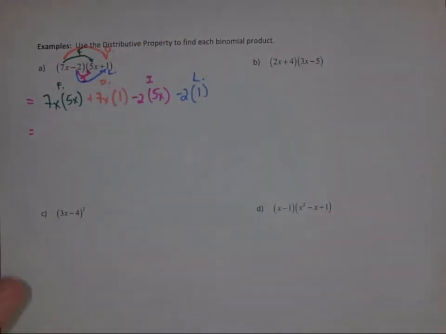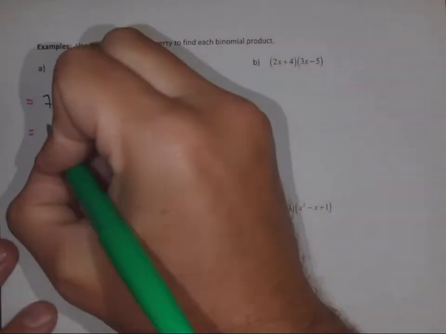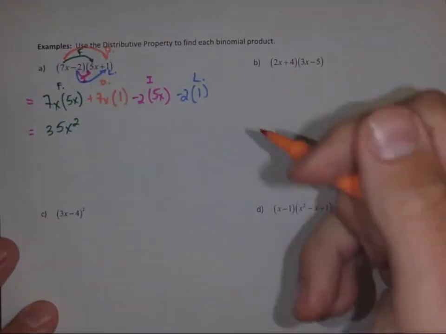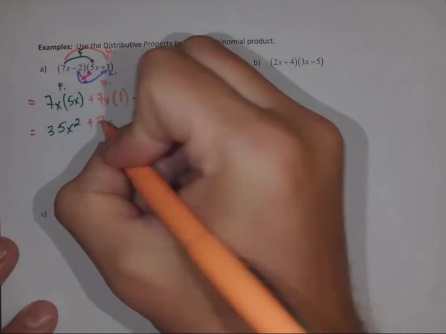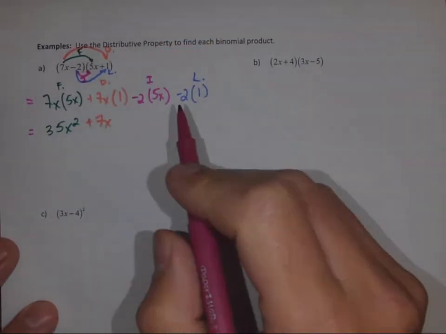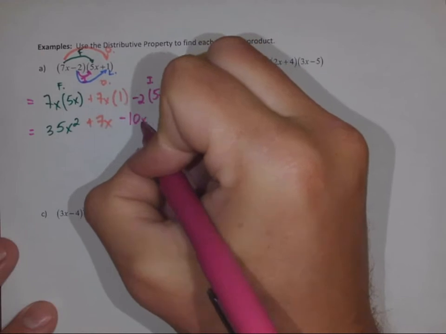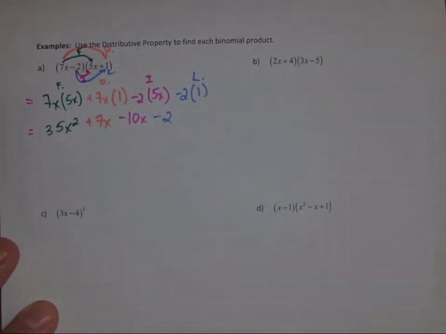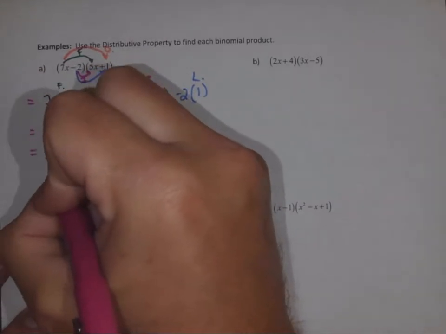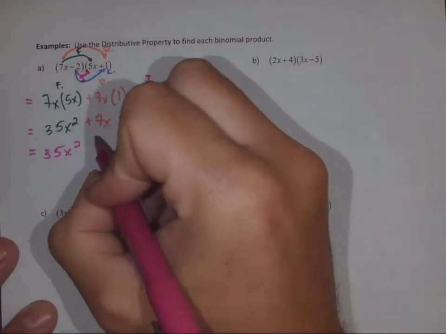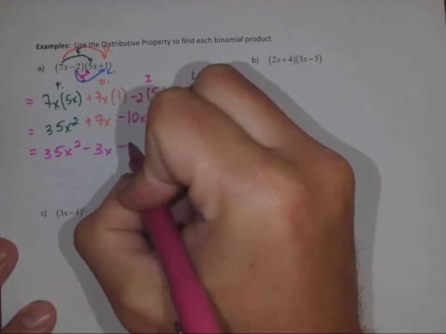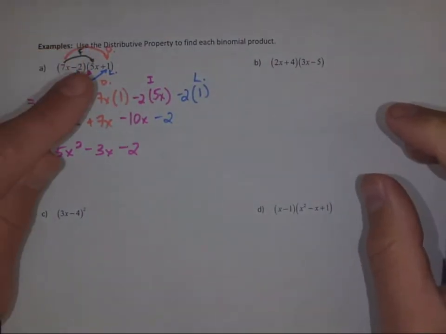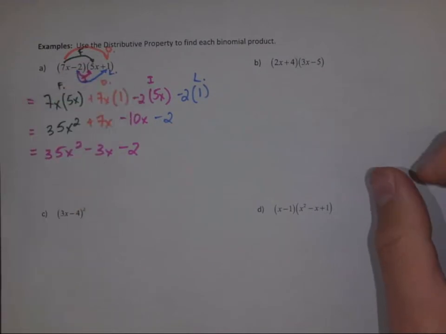Now, I solve. 7x times 5x is 35x squared. 7x times 1 is 7x. Negative 2 times 5x is negative 10x. Negative 2 times 1 is negative 2. I collect like terms. And I've used distributive property to multiply a binomial times a binomial.